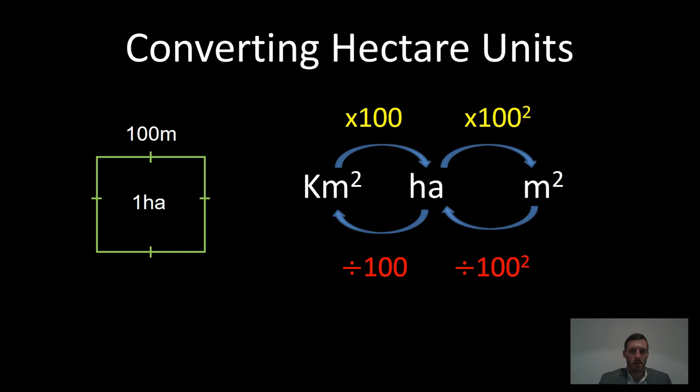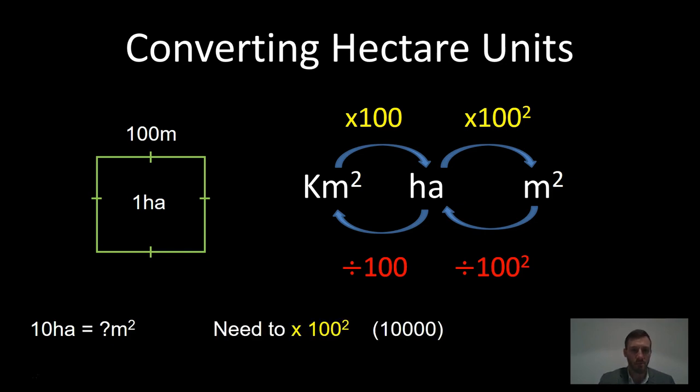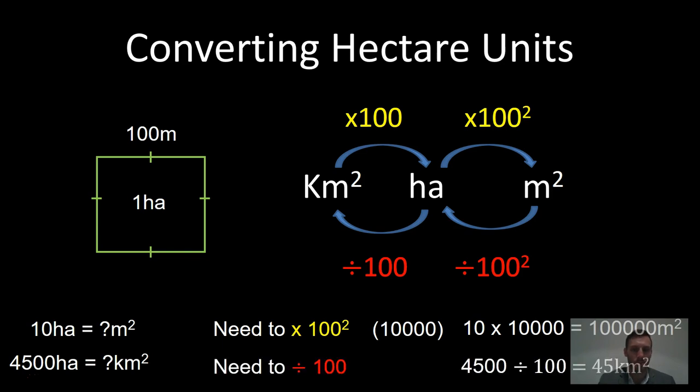In the metric system, there's a special additional unit for area called a hectare. A hectare is 100 meters by 100 meters. To convert between a hectare and meters squared, we need to multiply by 100 squared. So 10 hectares in this example is equivalent to 100,000 meters squared. So we're given 4,500 hectares. How many kilometers squared is it? We need to divide by 100. So 4,500 hectares is equivalent to 45 kilometers squared.